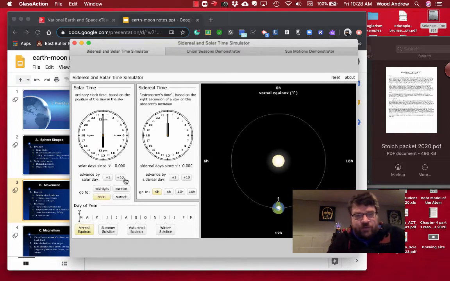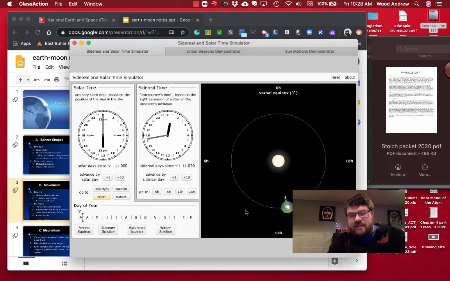So if I go over here and push the button and say advance by solar day, so I advance by one rotation, notice what happens to the Earth. Spun around once, right? Daytime, nighttime, all the way around. And it's progressed slightly, just a little bit, in its progression around the sun. So let's say I do more. Let's go for a full 10. I'd get really dizzy doing that, but you can see it's progressed more from its original position.